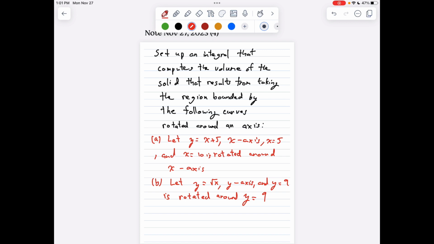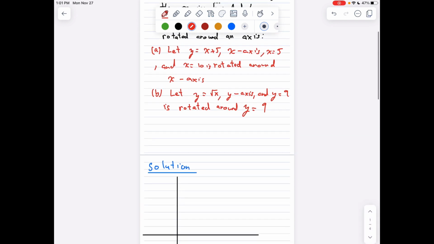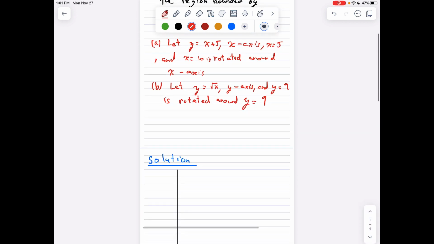Part A here says let y equal x plus 5, the x-axis, x equals 5 and x equals 10. So all of what I just read there, that's going to form a region, and it is rotated around the x-axis. Okay, so let's take a look at what we're given, and let's see if we can make a drawing here.